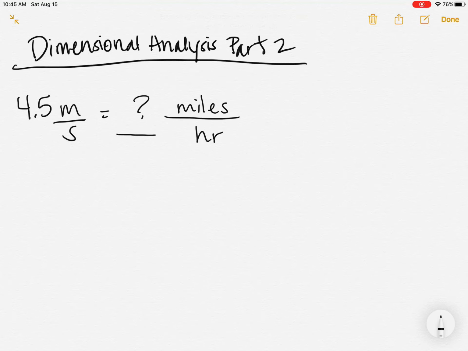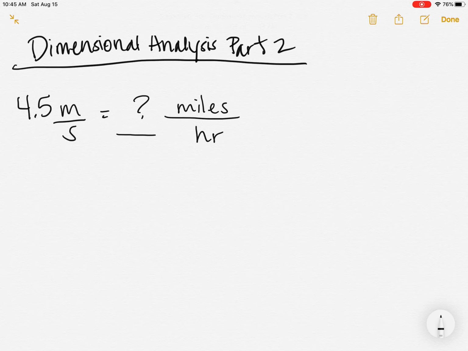This is the second video in the dimensional analysis lecture. We have previously learned how to use this idea of conversion factors to convert between units. We did things like miles to kilometers and kilometers to inches and things like that. This is a little bit more complicated discussion, but still the same idea of using dimensional analysis.